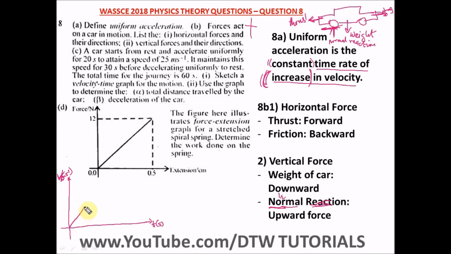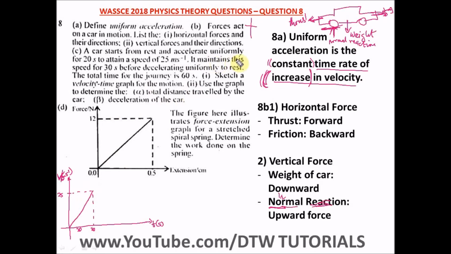So a car starts from rest and accelerates uniformly for 20 seconds. From rest, accelerate uniformly for 20 seconds. So on your time axis, from here to here is 20 seconds. Okay, so let's say here is 20, to attain a speed of 25 meter per second. So it attains a speed of what? 25. So here 25 meter per second. You don't need to put meter per second here since it's already here.